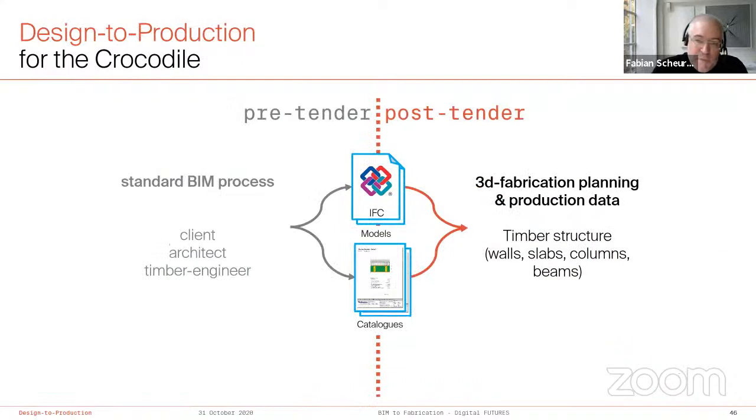So in this case, we were only working on the post-tender side of things. There was a standard BIM process at the beginning by the client and general contractor, the architect and the timber engineers. The handover was IFC models and catalogs of components and details. And we on the post-tender side did the 3D fabrication planning and production data for the whole timber structure, including wall slabs, columns, beams, everything you need there, and the steel parts.